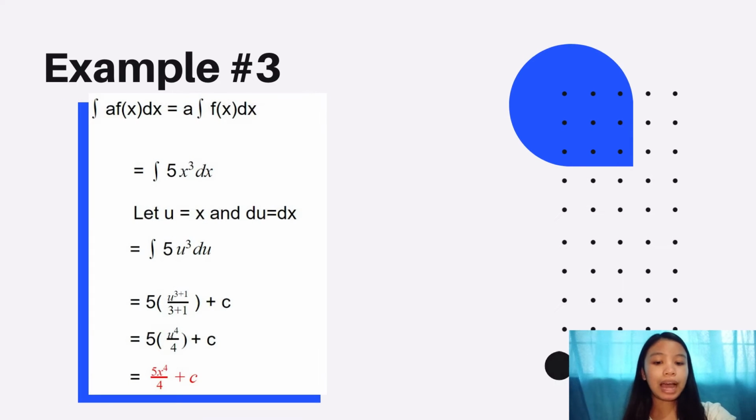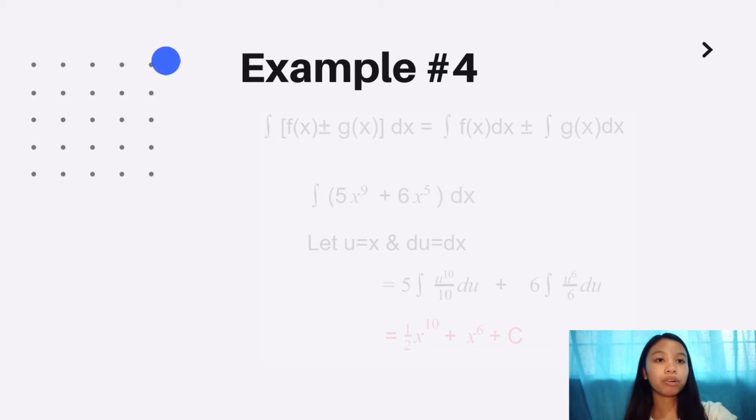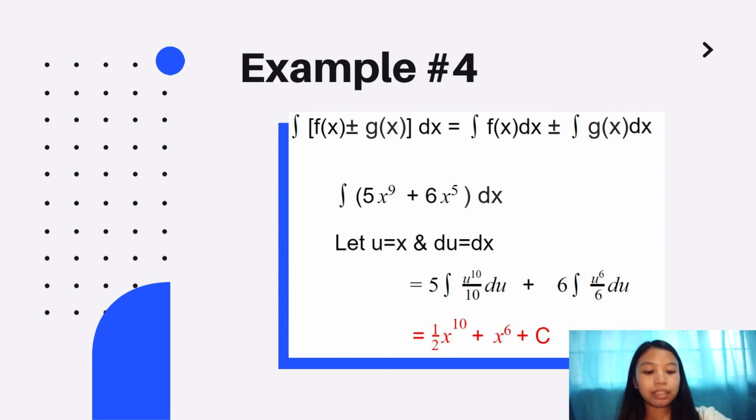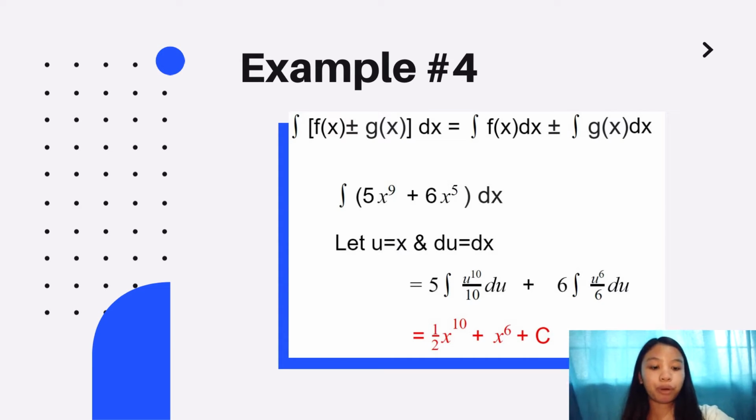Third example: we have the integral of 5x cubed dx. Here we will let u equal x and du equal dx. Substitute, we will now have the integral of 5u cubed du. Separate the 5, then integrate, we will have 5 times u to the fourth over 4. Simplify and then substitute, and the answer will be 5x to the fourth over 4 plus c.